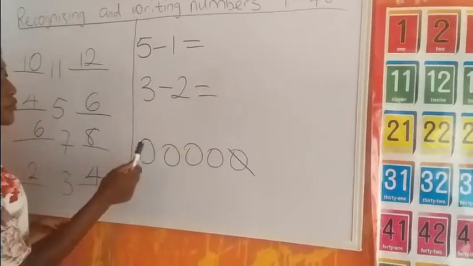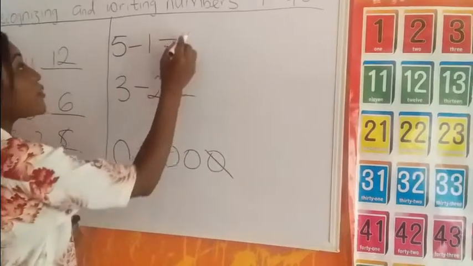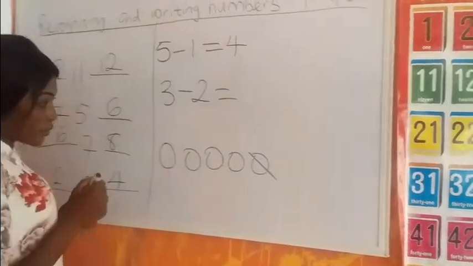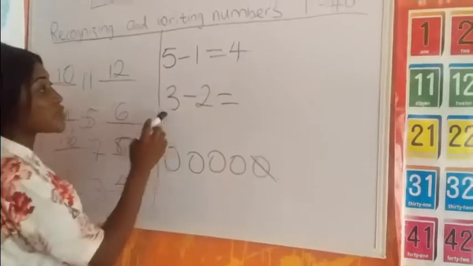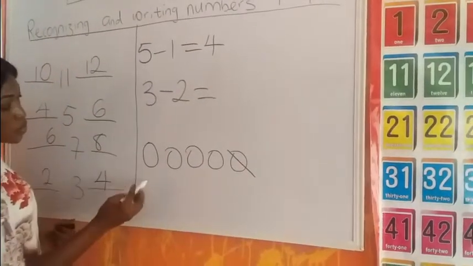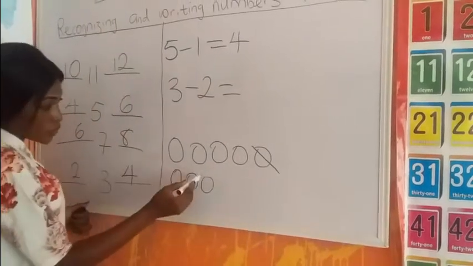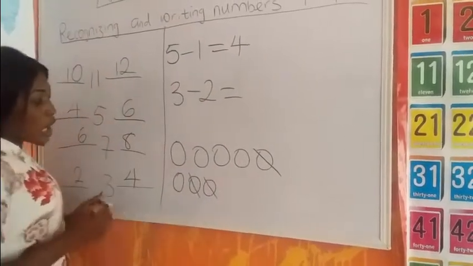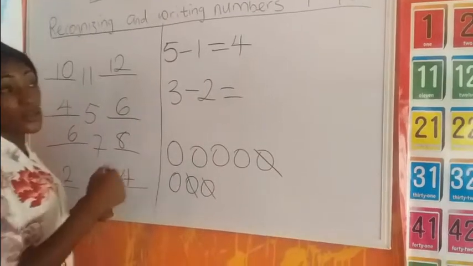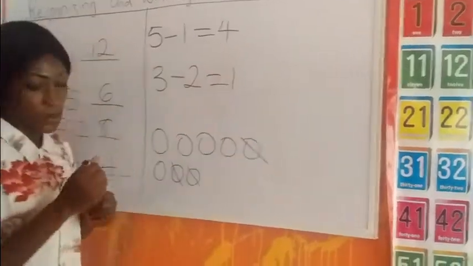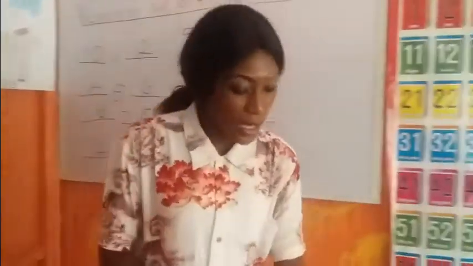1 2 3 4. So 5 minus 1 is 4, and the next one here is 3 minus 2. So you count your 3, 1 2 3, and you remove 2, 1 2. How many is left? Just 1. So I believe we are clear on that.